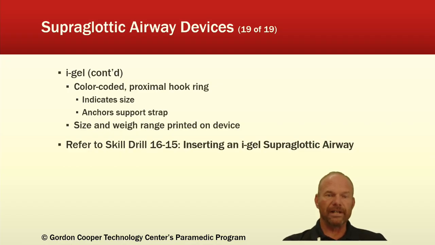Color-coded proximal hook ring, so each eye gel has a color-coded hook ring at the proximal end to indicate the device size. It also serves as an anchor now for attaching the support strap to secure the device in place. And then the size and the weight for the eye gel are printed directly on the device, making it easy to choose the correct size for the patient.